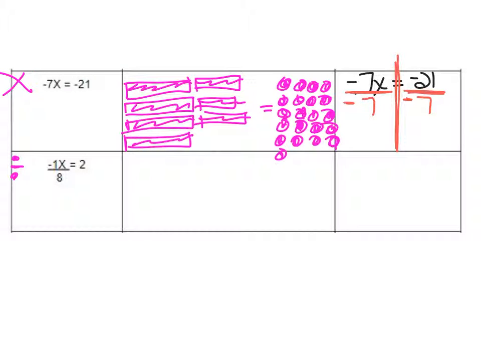So negative 7 divided by negative 7 is x. Negative 21 divided by negative 7 is 3. So our answer is x equals 3.